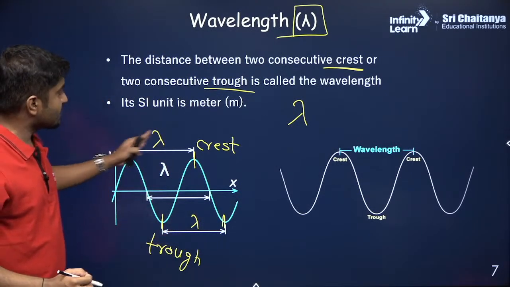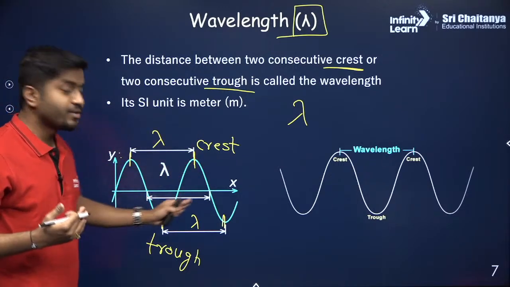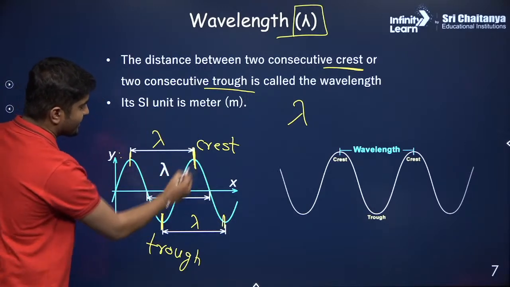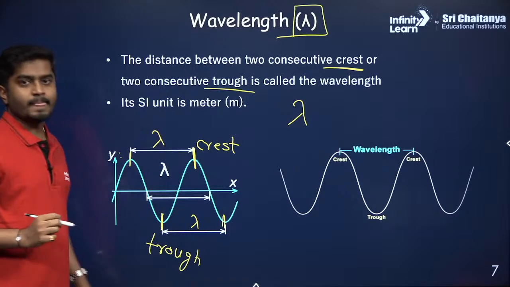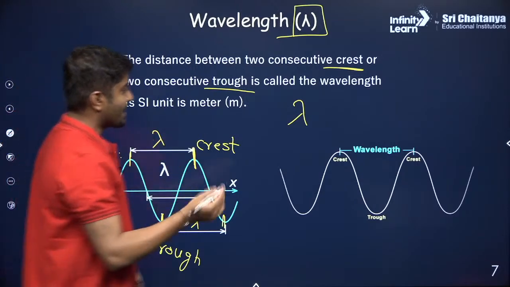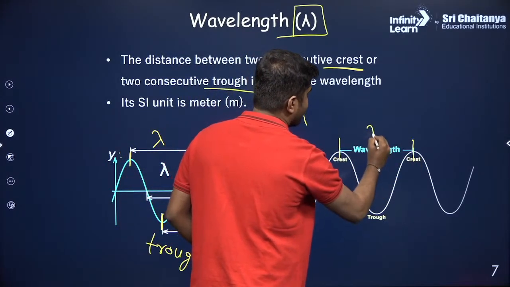Okay, so there is a distance between two consecutive crests or consecutive troughs. Now can you tell me what is the distance between a trough and a crest? What is the distance between one trough and one crest? I can show you here. From here to here there is 1 lambda.